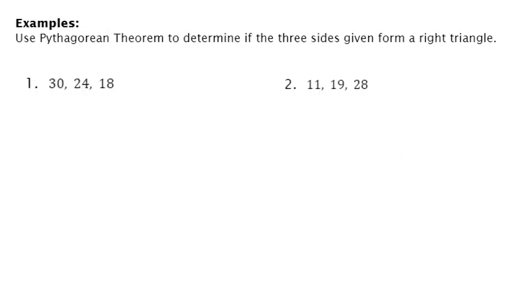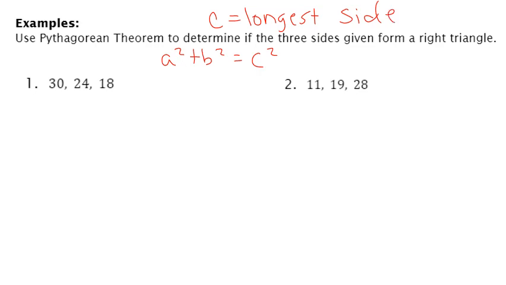In these examples, we're going to be using the Pythagorean theorem to determine if three sides given form a right triangle. So again, we're using our Pythagorean theorem, a squared plus b squared equals c squared, where c is our hypotenuse. When we're testing these problems, we're always making c our longest side, and we're going to verify whether the three sides form a right triangle. In the first example, we have the sides 30, 24, and 18. These are three sides that do form a triangle, and we want to specifically see if they form a right triangle.